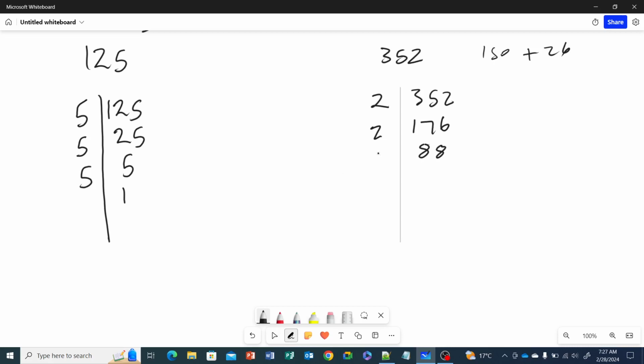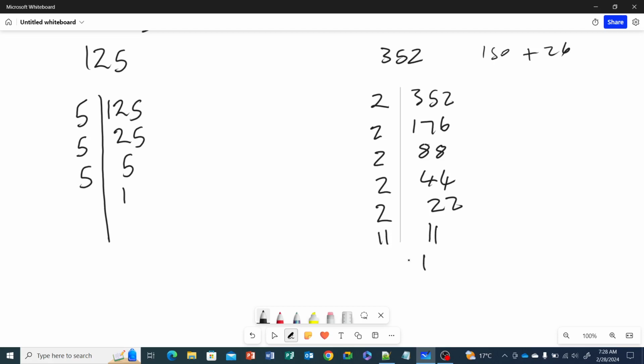Now 88 divided by 2, we are going to have 44. So it's still an even number. We divide by 2, we are going to have 22. An even number again, divide by 2, so we're going to get 11. But now 11 is a prime number, so we divide by itself, then we have 1.